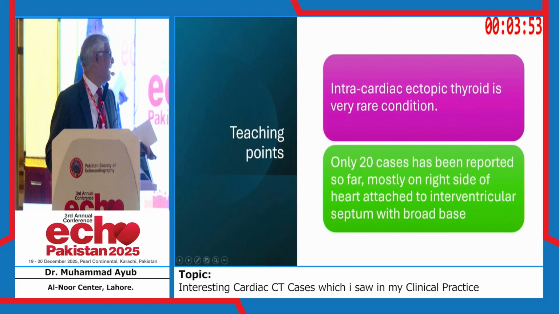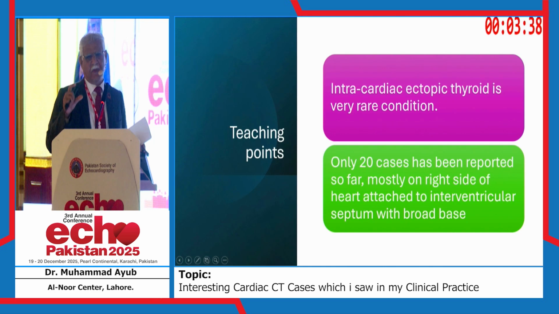This is a very rare condition, and only 20 cases have been reported so far, mostly in the RV. It is usually attached to the interventricular septum, and it has a broad base. The difference from a myxoma is that it has a broad base. Otherwise, it enhances just like a myxoma.